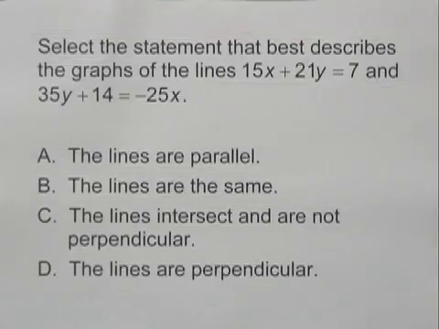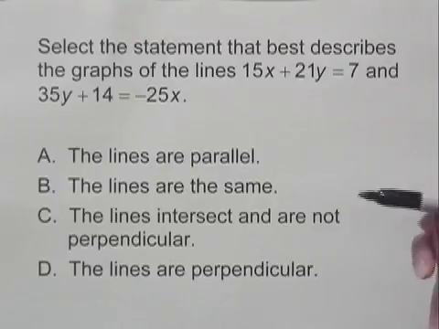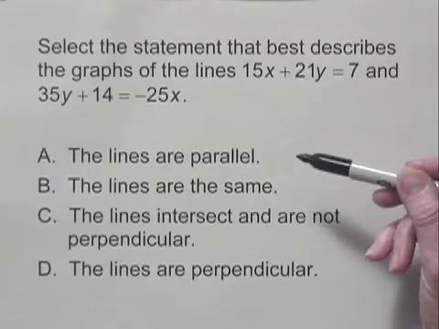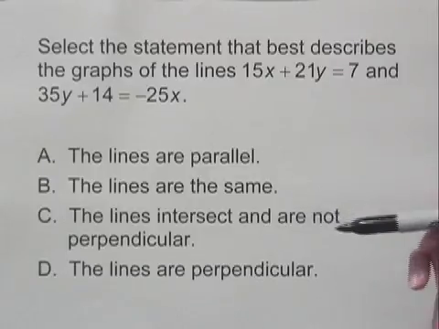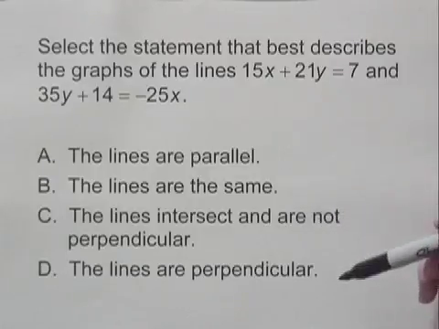Select the statement that best describes the graphs of the lines 15x plus 21y equals 7 and 35y plus 14 equals negative 25x. And these statements that we're to select from deal with whether the lines are parallel, the same, whether they are perpendicular, whether they intersect or not perpendicular.